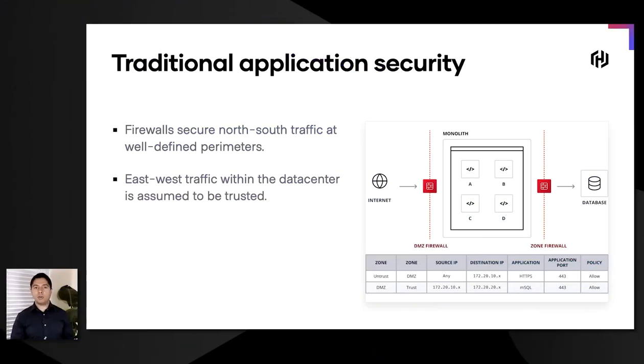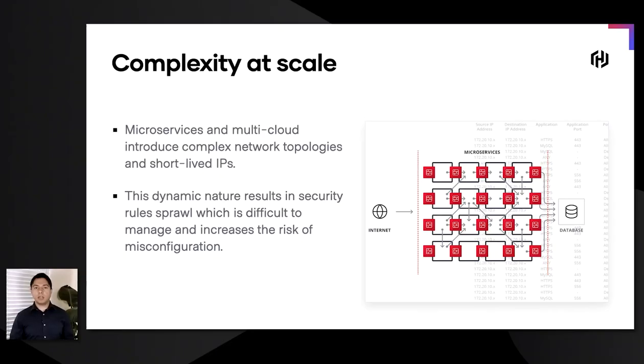So in a traditional on-prem data center environment, you have a well-defined perimeter. Typically, you have IP-based firewalls deployed on the edge, which provide security for incoming application traffic. And then within the data center, east-west application traffic is normally assumed to be trusted. This very dynamic and elastic nature then results in security rule sprawl in your access control list, which increases the risk for misconfiguration if they're being manually maintained.